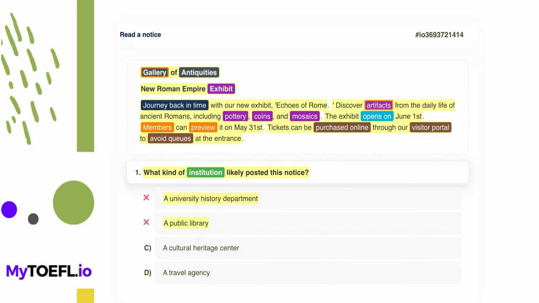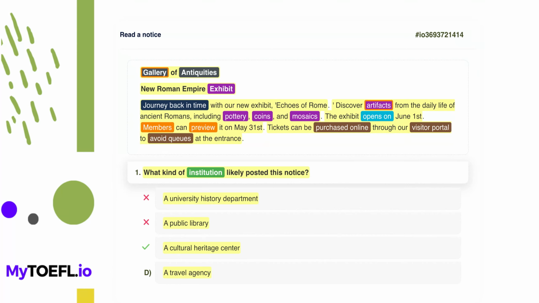Now let's take a closer look at option C, a cultural heritage center. Option C mentions a cultural heritage center. This is an institution dedicated to preserving and displaying culture and history, which fits perfectly with the description of a gallery showing artifacts from ancient Rome. This term acts as a synonym for a museum or gallery of historical objects. This option is correct.